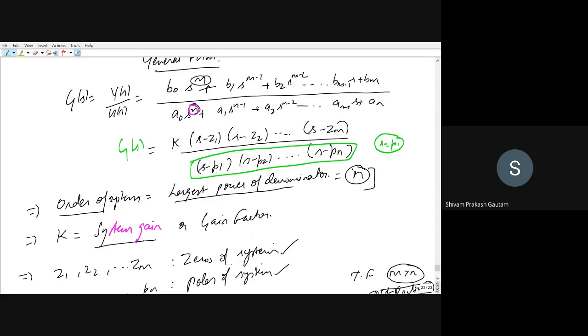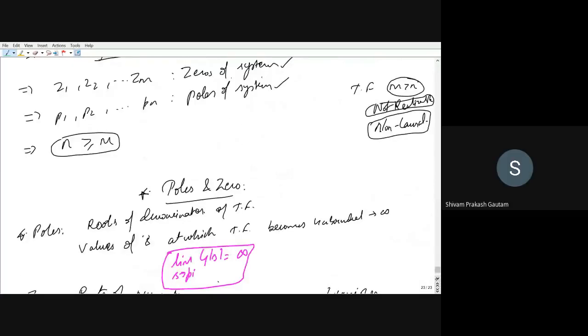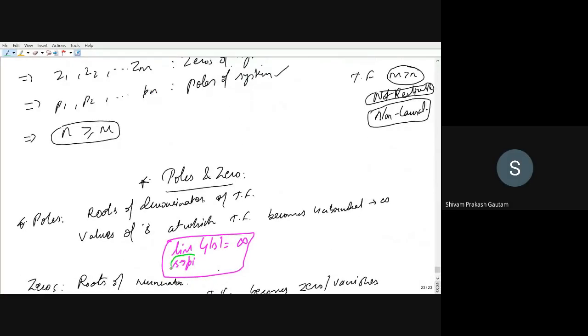So if I put s equal to P1, this term will become 0. And the other things are multiplication and division. If this is 0, the whole thing will become infinite. Is it okay? So G of s is becoming infinite at a pole. You can see here what I'm rewriting: when s tends to P i, that is for one pole location, my G of s is equal to infinity.